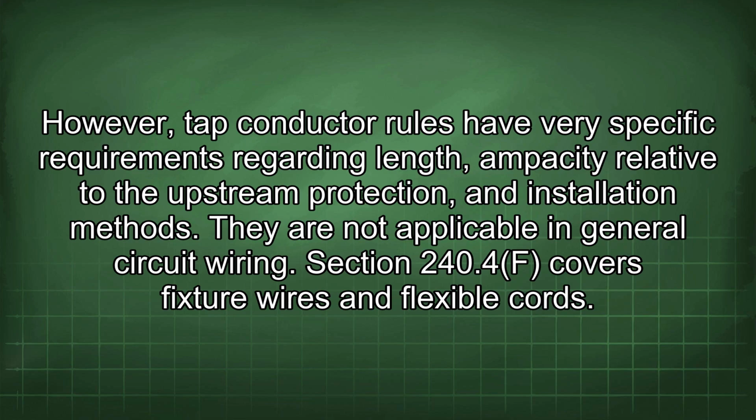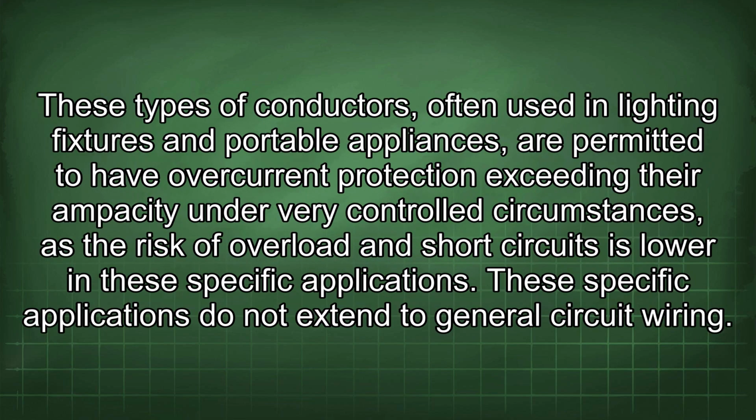Section 240.4(F) covers fixture wires and flexible cords. These types of conductors, often used in lighting fixtures and portable appliances, are permitted to have overcurrent protection exceeding their ampacity under very controlled circumstances, as the risk of overload and short circuits is lower in these specific applications. These specific applications do not extend to general circuit wiring.